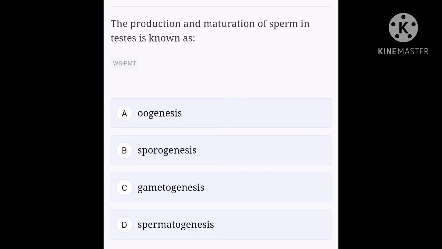The production and maturation of sperms in testes is known as option A oogenesis, option B sporogenesis, option C gametogenesis, option D spermatogenesis. The production and maturation of sperms in testes is known as spermatogenesis. Normally, it involves the successive formation of spermatogonia, primary spermatocytes, secondary spermatocytes, spermatids, and spermatozoa. And the right option is D, spermatogenesis.